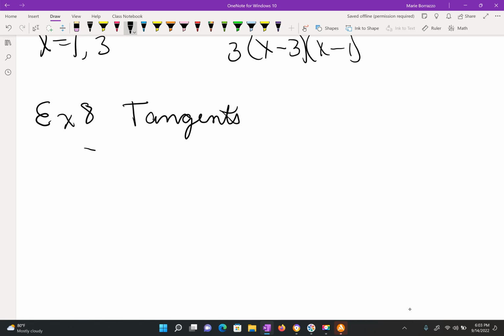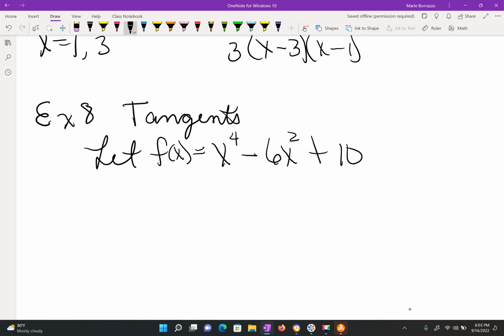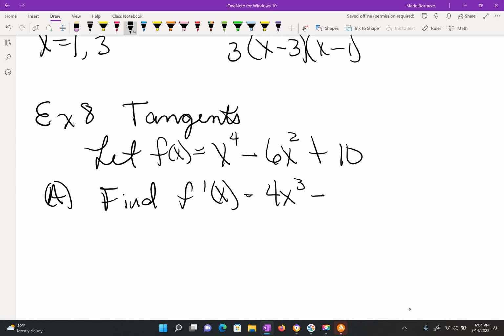And so they're giving us let f of x equal to x to the 4th minus 6x squared plus 10. And so part A in the questions is only parts A, B, and C. Part A says find the first derivative, which we know helps us find the slope of the tangent line. And so this is going to become 4x cubed minus 12x, and that's all it is.